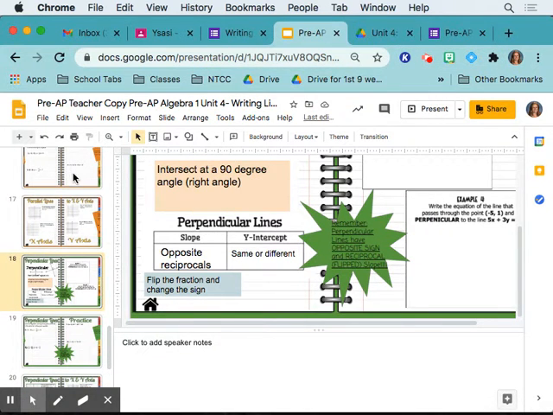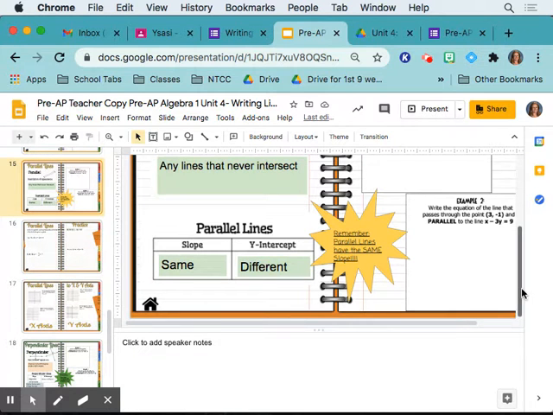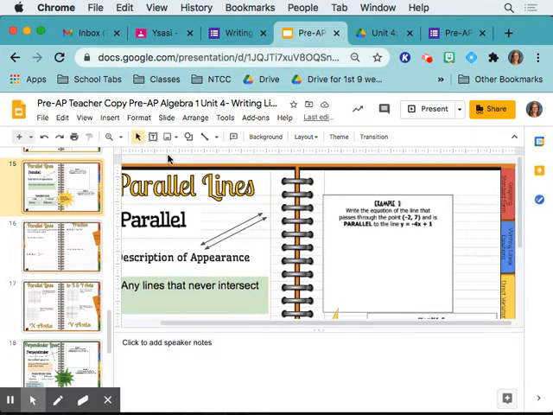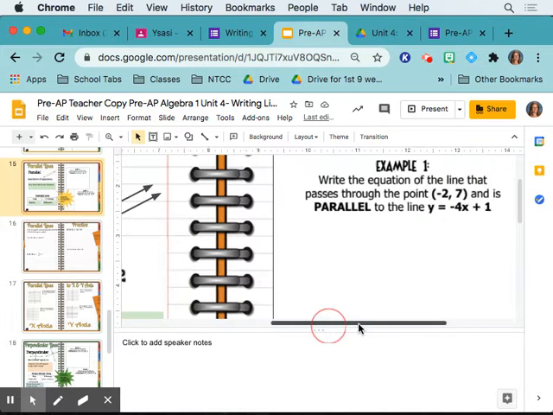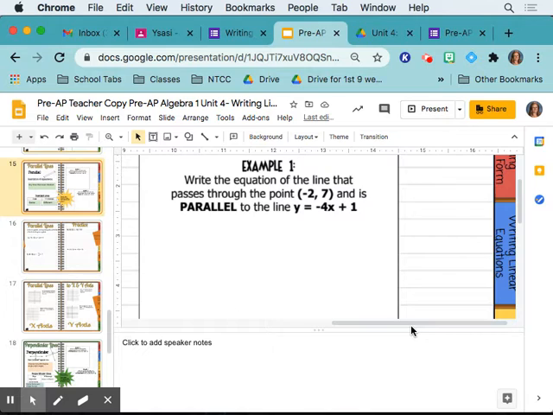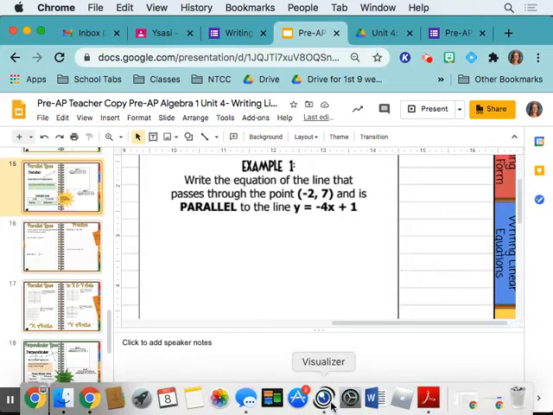Okay, so let's go to slide 15. This says write the equation of the line that passes through point (-2, 7) and is parallel to y = -4x + 1. Okay, so let's write that information down. I'm going to write: parallel to y = -4x + 1, through (-2, 7).